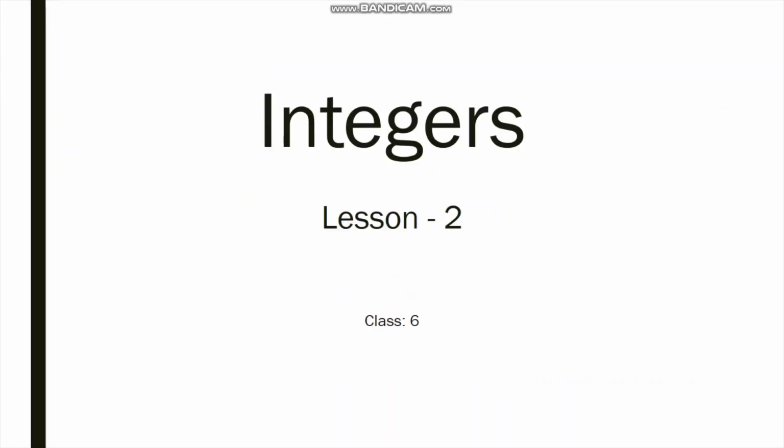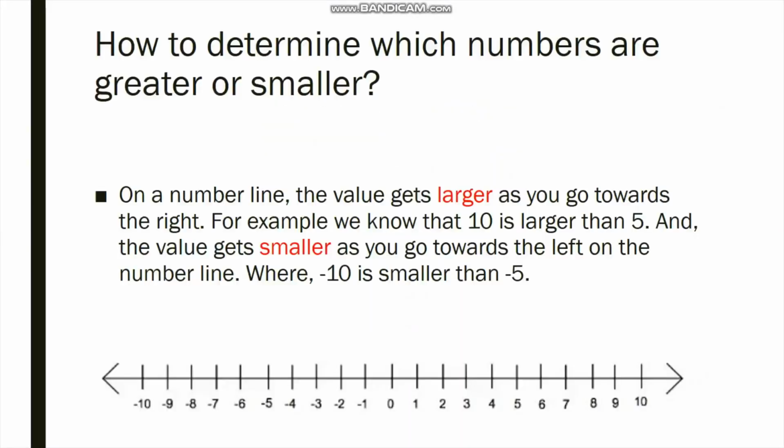Today we are going to continue our last lesson on integers: how to determine which numbers are greater or smaller. On a number line, the value gets larger as you go towards the right, and the value gets smaller as you go towards the left. Here we can see on the number line that 10 is on the right side of 5, which means 10 is greater than 5. And minus 10 is on the left side of minus 5, which means minus 10 is smaller than minus 5.